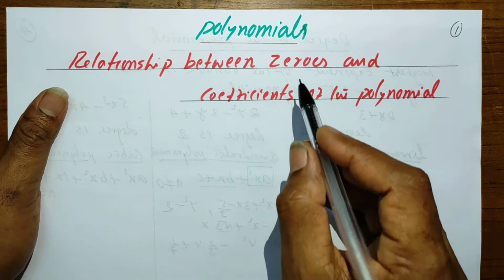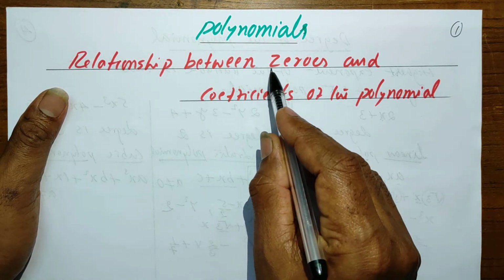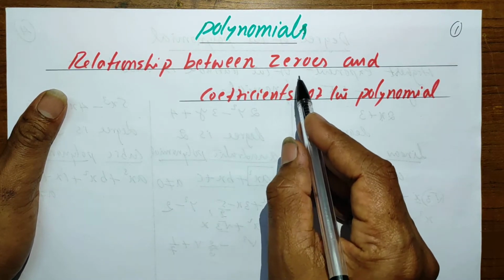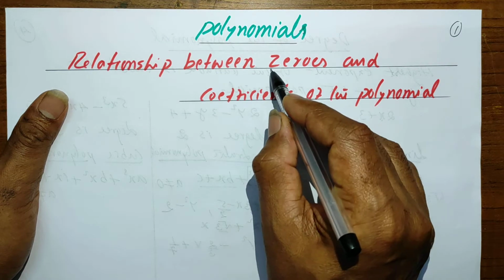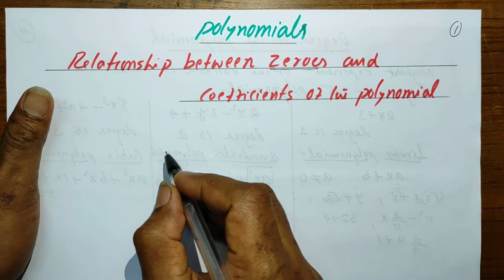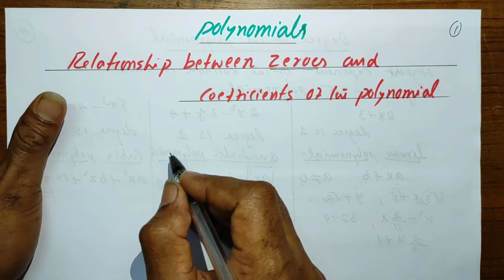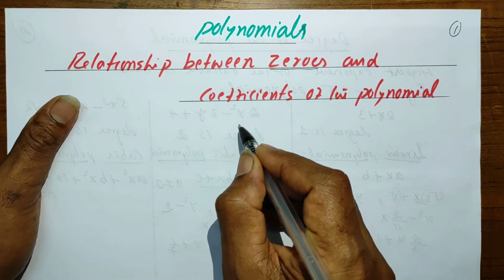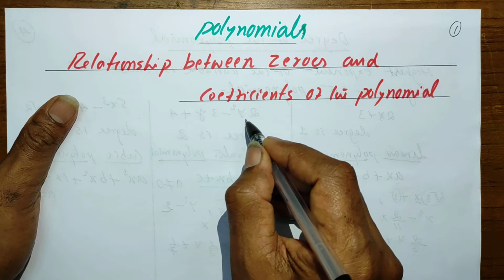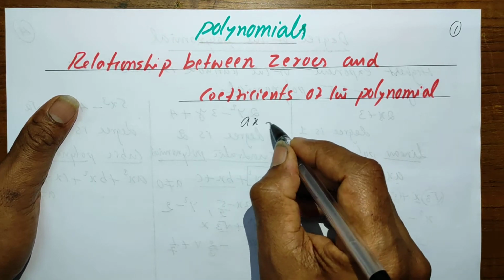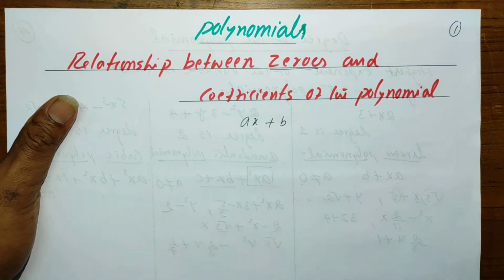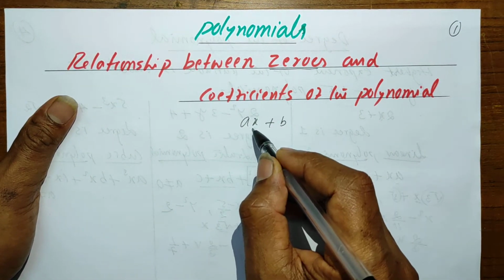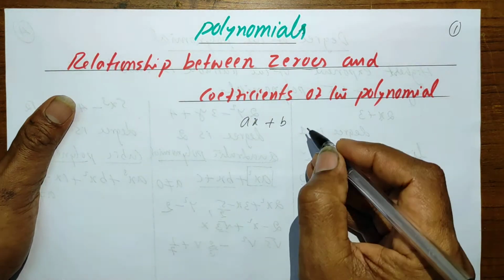Let me recall this one. What is meant by zero of a polynomial? Zero of a polynomial is nothing but the value of the variable for which the value of the polynomial is zero. Let me consider a linear polynomial. It will be of the form ax plus b, where a and b are constants, x is the variable.